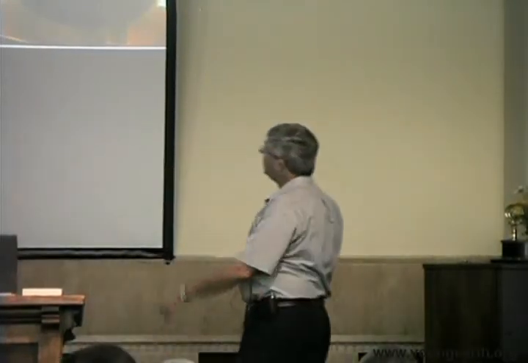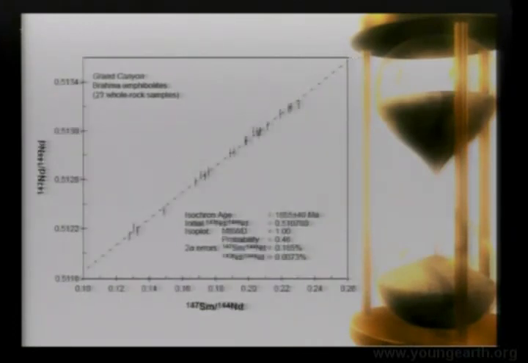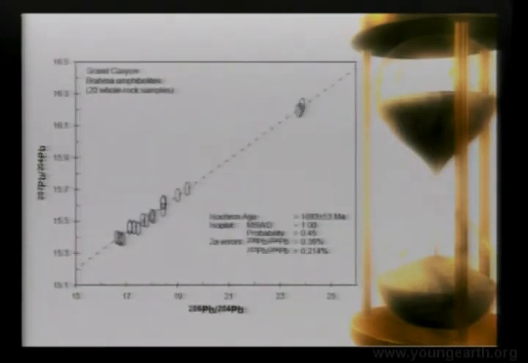So just to show you how we plot that, there's the rubidium-strontium isochron. There's the samarium-neodymium isochron. And this is the lead-lead isochron. And for those who are coming to Pittsburgh next month for the 6th International Conference on Creationism, I'll be presenting a paper on this in much more detail, a technical paper.